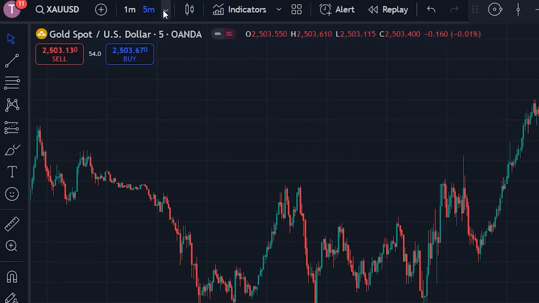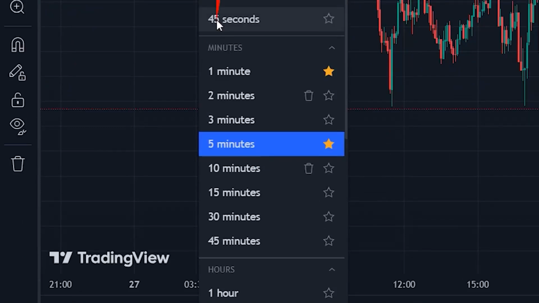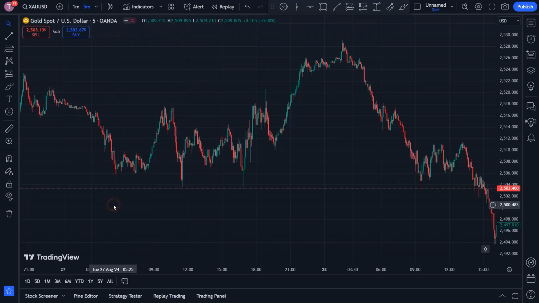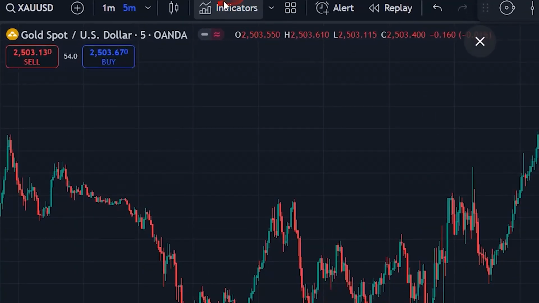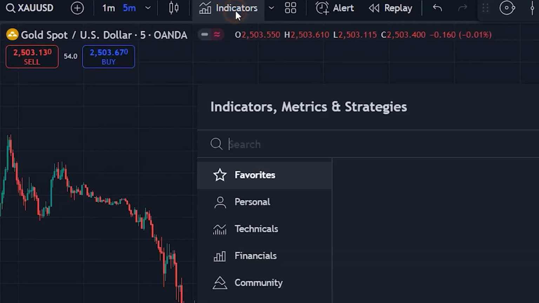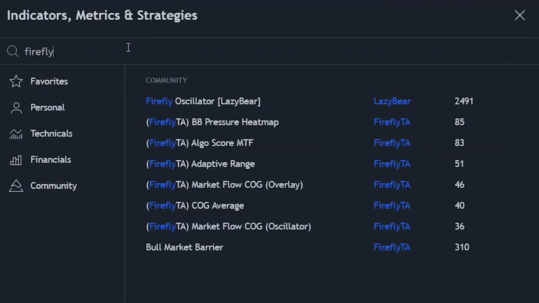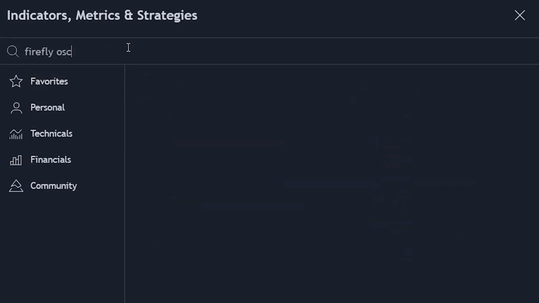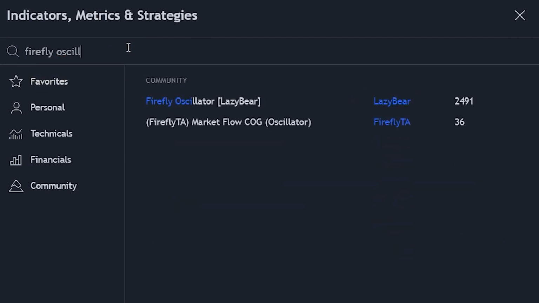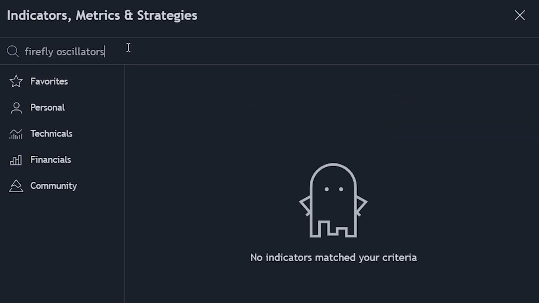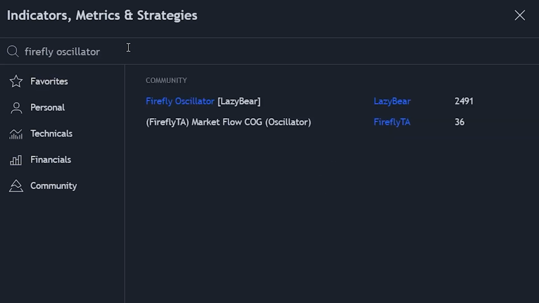Next, we need to select our time frame. Since this strategy is a scalping one, I suggest choosing the 5-minute time frame as it is the best for scalping strategies. After that, we need to add the first indicator of this strategy to the chart. For this, simply click on the indicators icon and type in the search box, Firefly Oscillator, produced by Lazy Bear. You can find it here. Now click on it to add it to our chart.